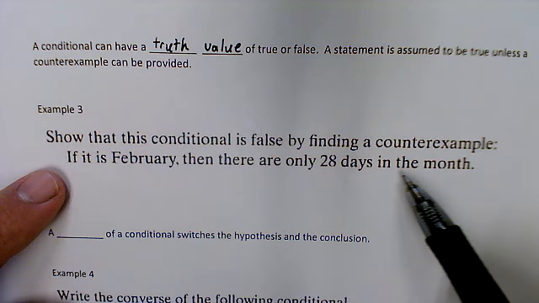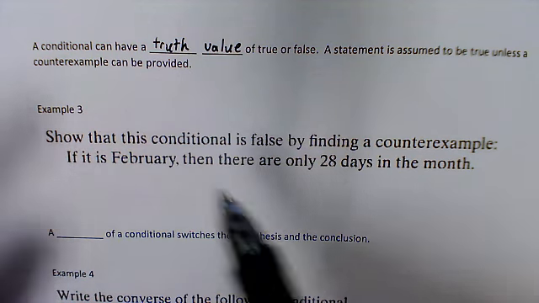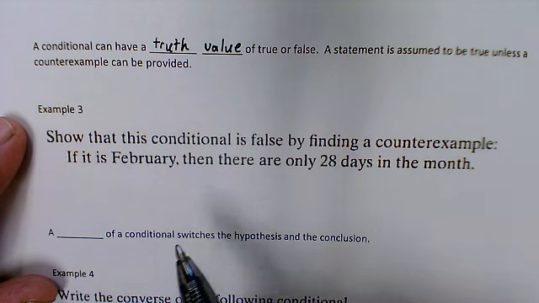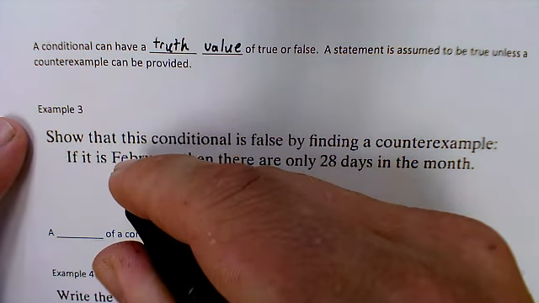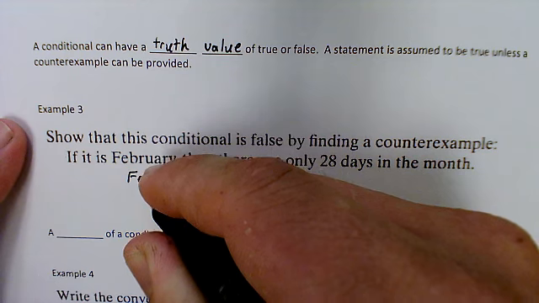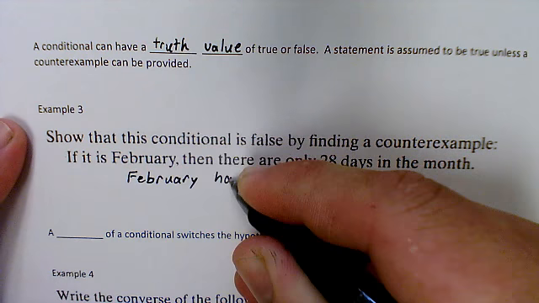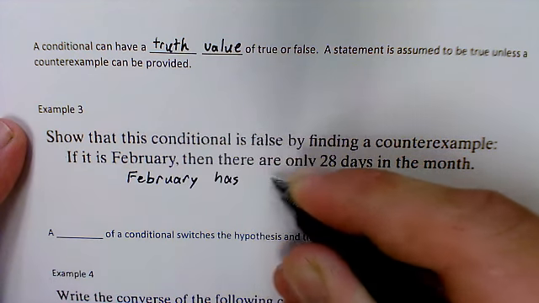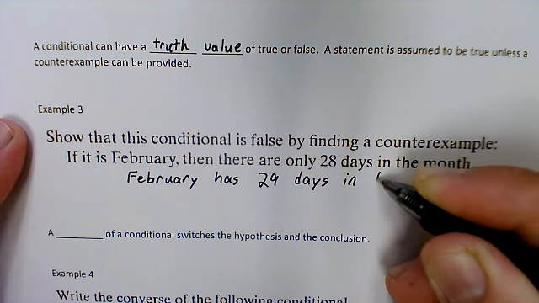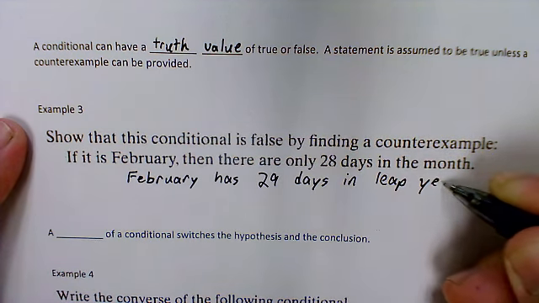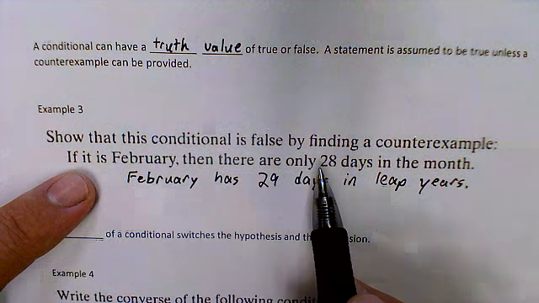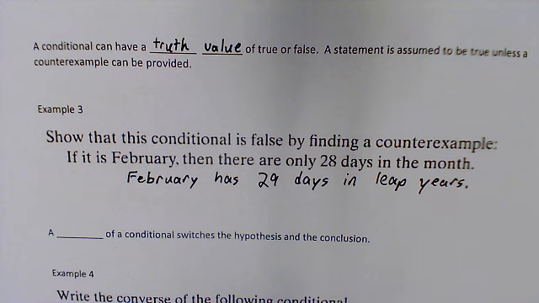If it is February, then there are only 28 days in the month. Now, I can actually come up with a time that it is February, but there are not 28 days in the month. There are 29. That is in leap years. So my counterexample is February has 29 days in leap years. That's where the condition is being met. The month is February, but the conclusion is not true.